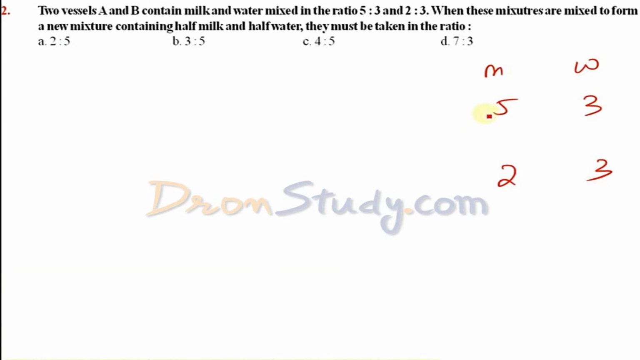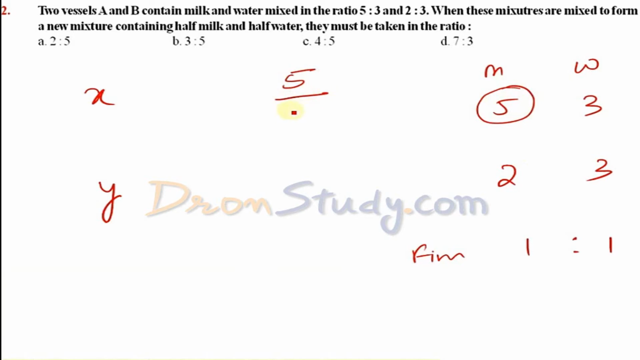When these mixtures are mixed to form a new mixture containing half milk, the final mixture ratio is 1:1. Now let the first part be x and the second part be y. In case of alligation, we will solve this question in terms of milk. On this part we will write milk, and in the denominator we will write the complete 8, and for this we will write 2 in the numerator and 5 in the denominator, and our final mixture contains 1 milk upon total 2.